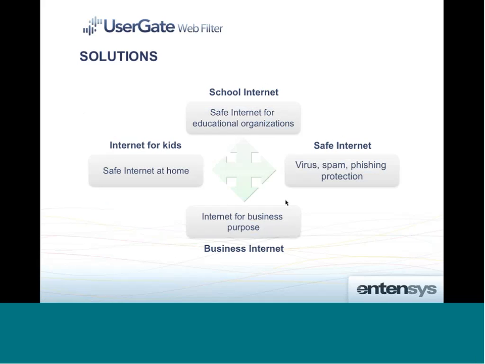Next is internet for business purposes. Again, our solution can be easily adapted to filter and leave only business internet for some offices. And the last one, internet for kids. It's similar to school internet, but a school is an educational organization, while internet for kids can be for homes, for example, or for people who want to protect their children.